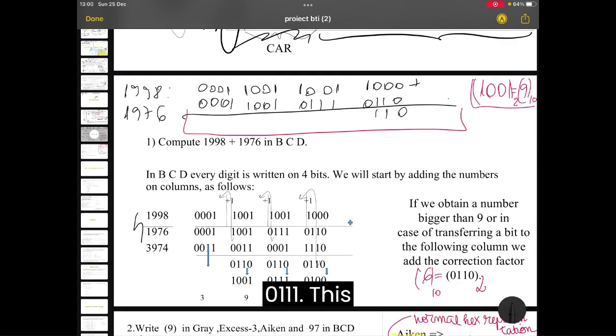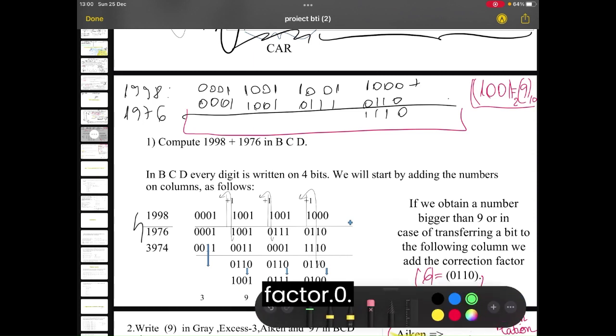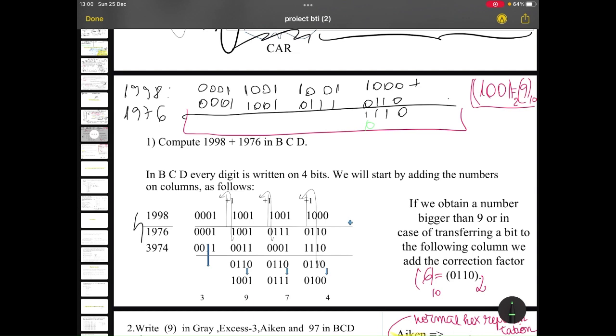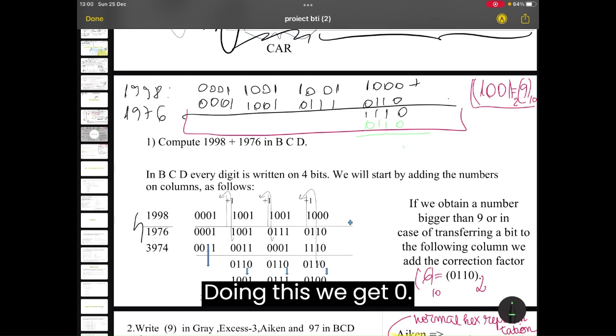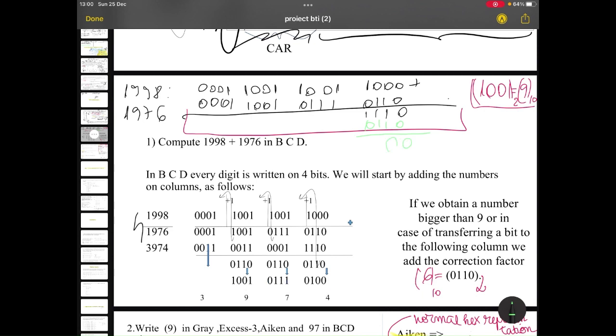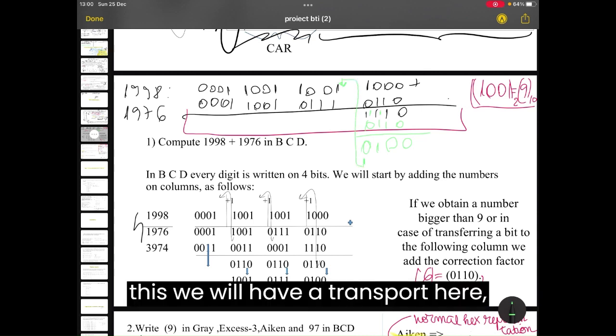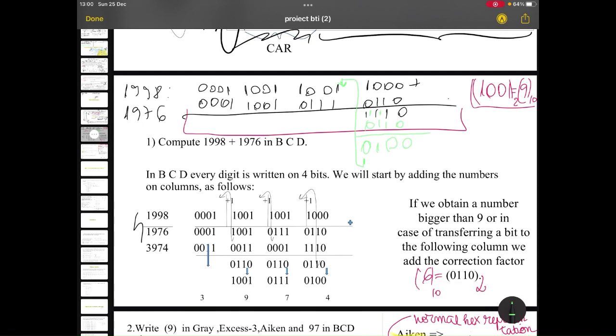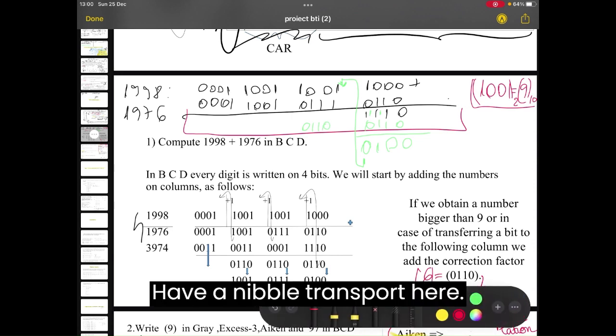We have 0, 1, 1, 1. This is bigger than 9. So here we must add the correction factor, 0, 1, 1, 0. Doing this, we get 0. One in mind, and another one in mind, 0. And from this, we will have a transport here, which means that we will also be adding a correction factor here. We have a nibble transport here.